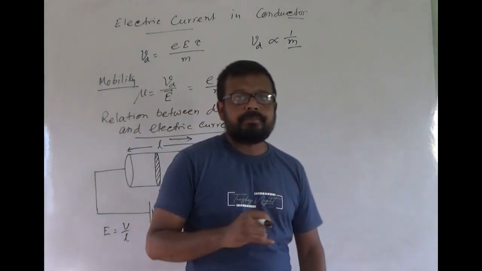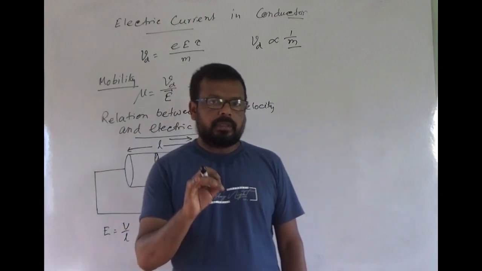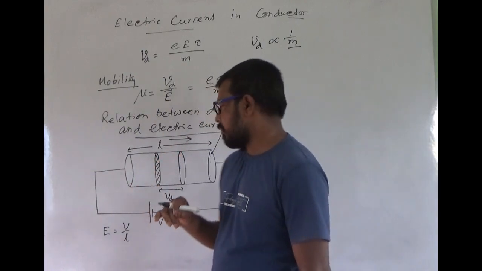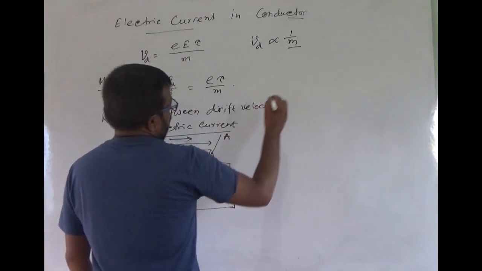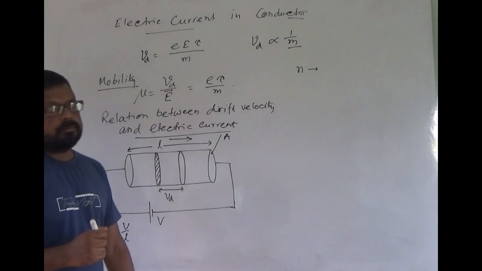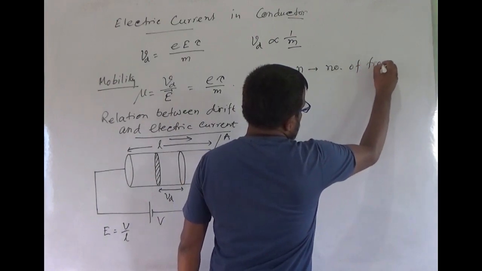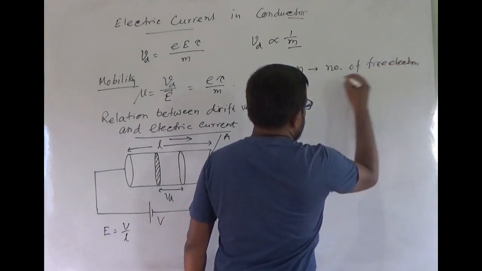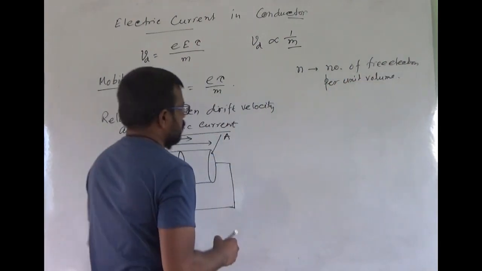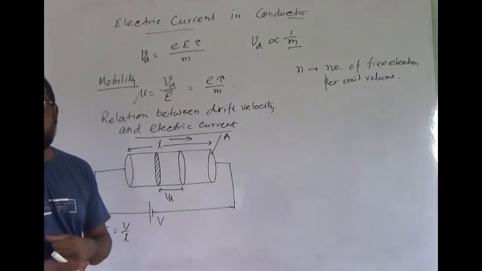What is electric current? Electric current is the amount of charge flowing through any cross-sectional area in unit time, right? Now let us say small n is the number of free electrons per unit volume of the conductor. M is the mass of the electron, E is the electronic charge of the electron, etc.